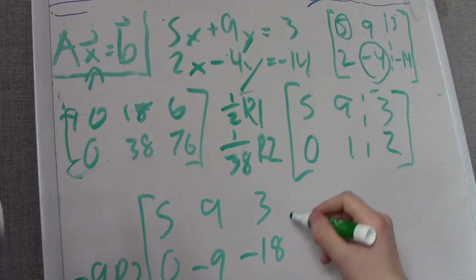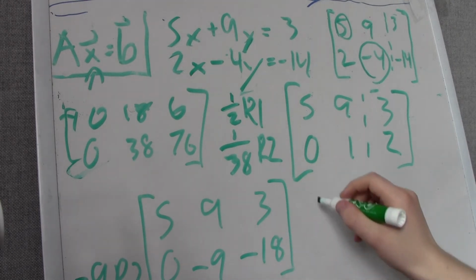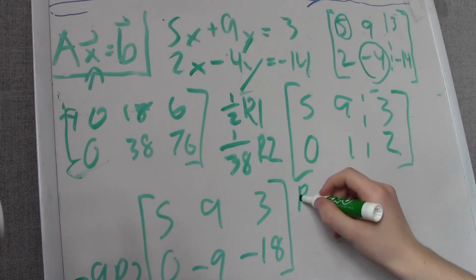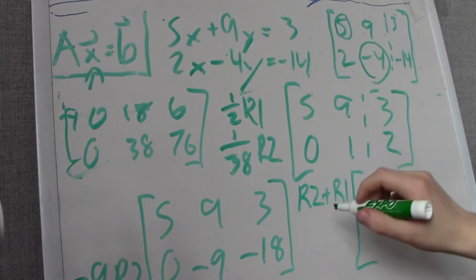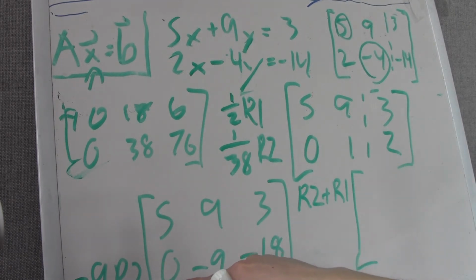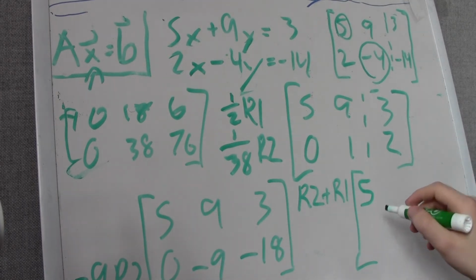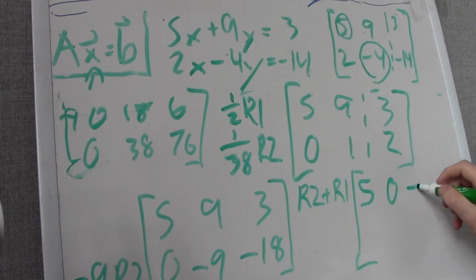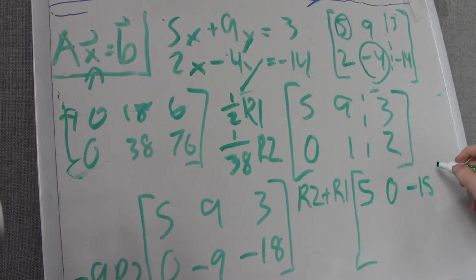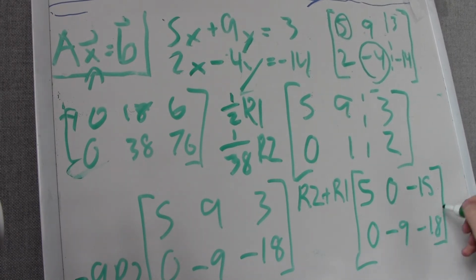This row, -9, -18. Now we add them together. So we're adding them to the top one this time. So we're adding row 2 to row 1. So we have, this is 0, which is really nice because it doesn't change anything. It just stays as 5. This becomes 0, and this becomes -15. This is still 0, -9, -18.